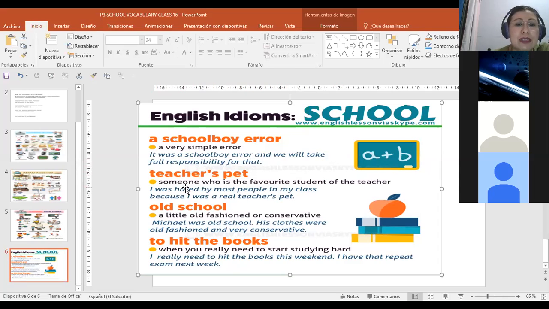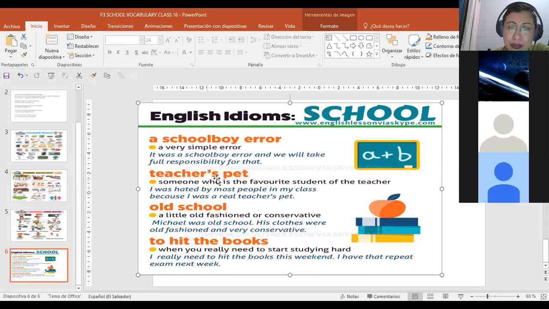Ok, teacher's pet. Teacher's pet is someone who is the favorite student of the teacher. Yo les pregunté, do you have a favorite teacher? ¿Tienen un profesor favorito? Who was your favorite teacher? Les pregunté. Entonces, pero también está la otra parte, the favorite student. A veces los teachers tienen, por alguna razón, un estudiante favorito. No siempre, ¿verdad? Pero aquí dice teacher's pet, como la mascota del profesor.